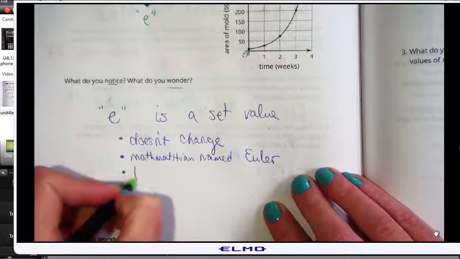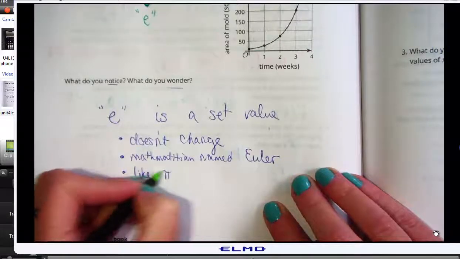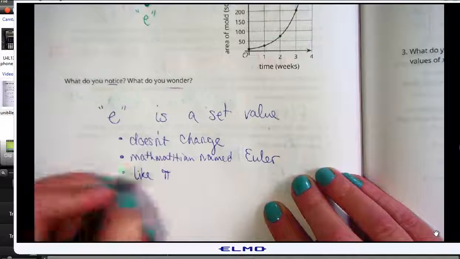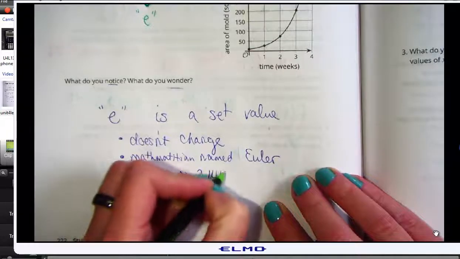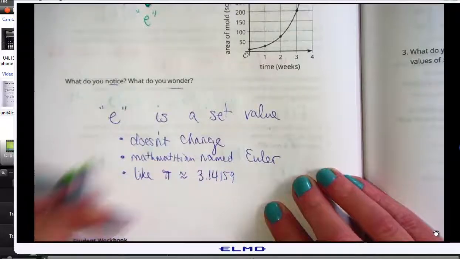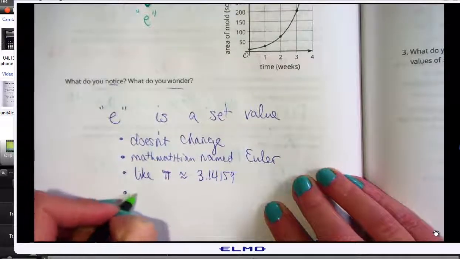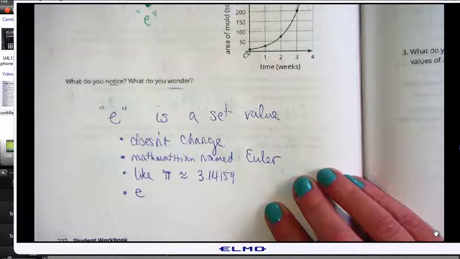e is very much like pi that has a set value. Pi is close to 3.14159. e is a button on our calculator. It's also on our cell phones.